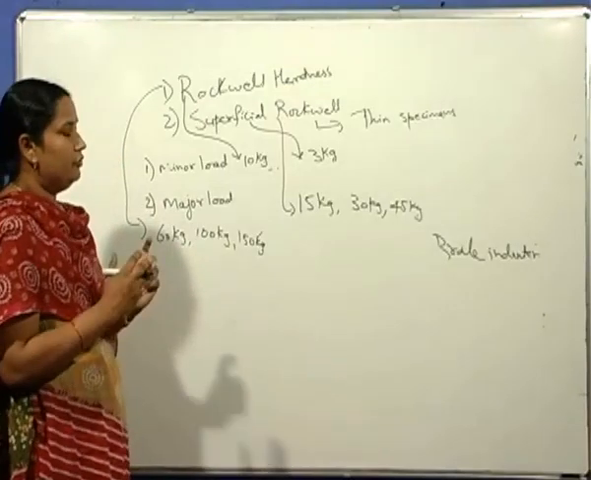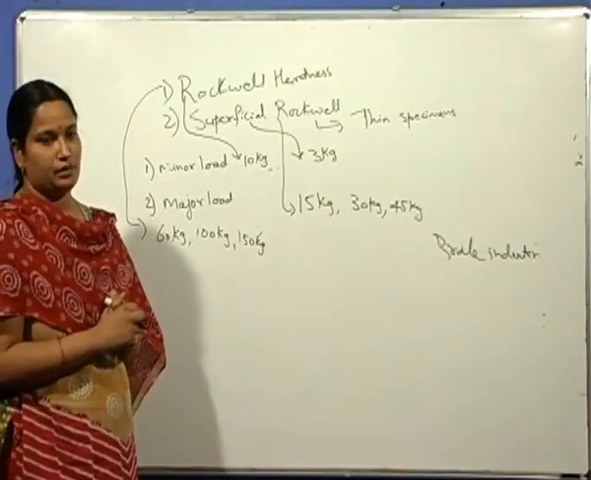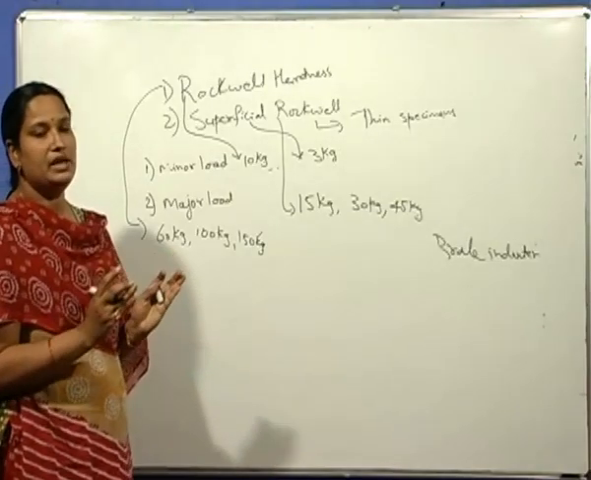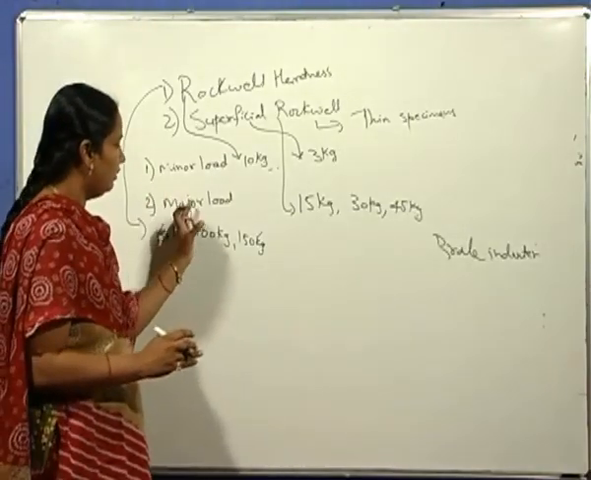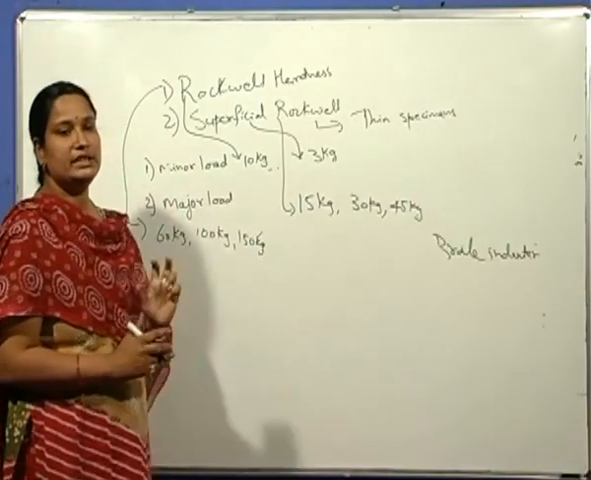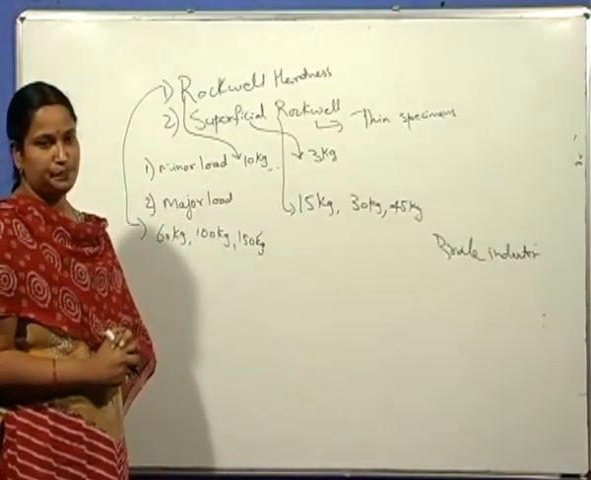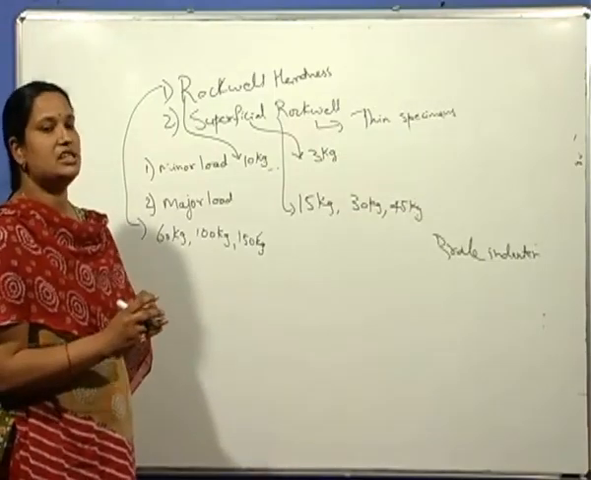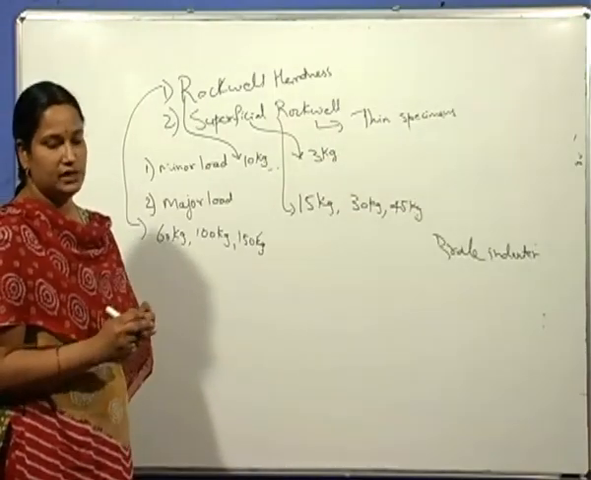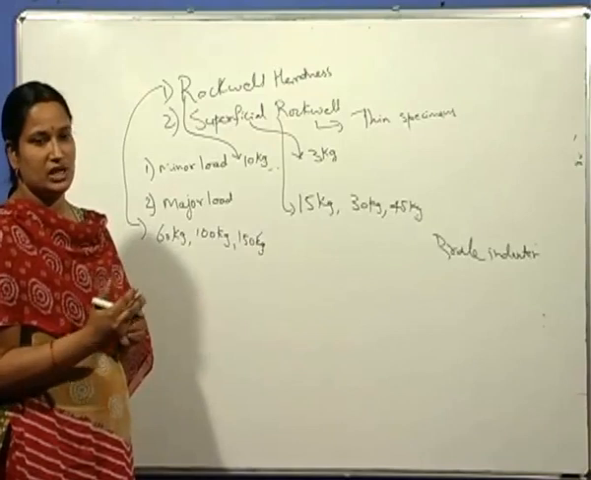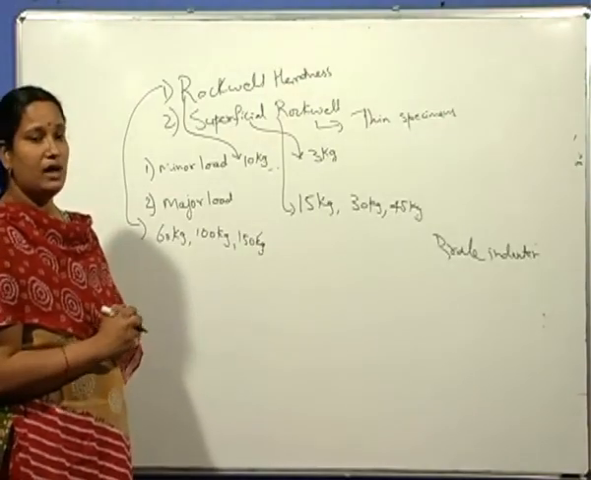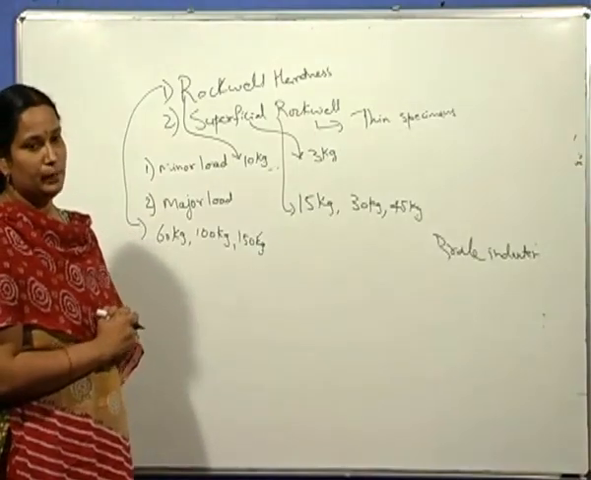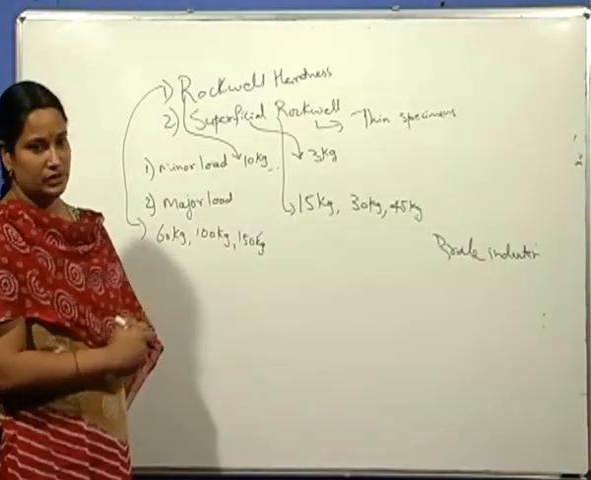There are various scales which result from the combination of the major load and the indenter that is used. In the case of Brinell, the units of hardness are kg per mm square, and in the case of Vickers, the units for hardness are also kg per mm square. But Rockwell hardness has no units. This is one of the important points: it has no units.